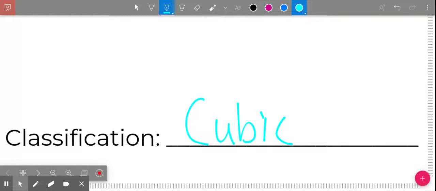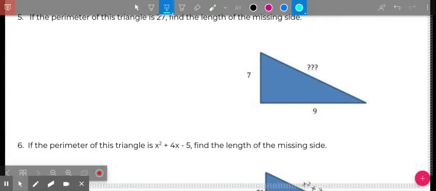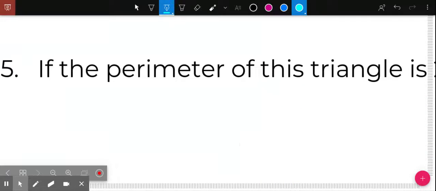All right, skipping over to the next page. We have this wonderful triangle problem. So this triangle problem has quite a few steps. Okay, you will see it a lot though. And we're just kind of looking at how could I find the length of a missing side. So number 5 says if the perimeter of this triangle is 27, so a reminder, to find perimeter, we add up all the sides.